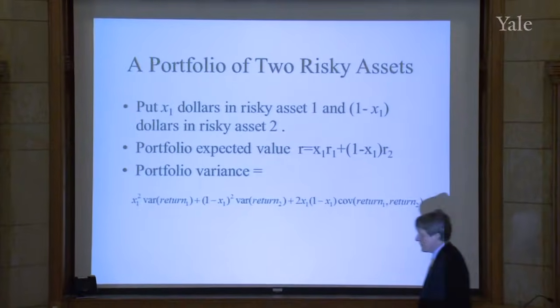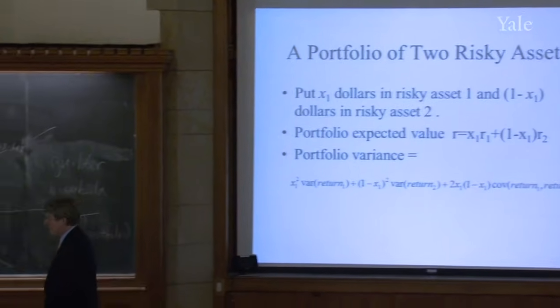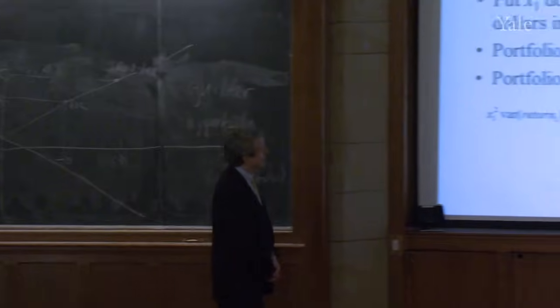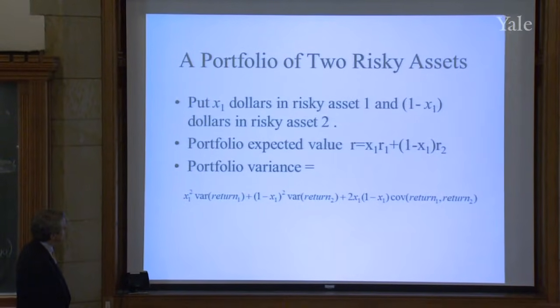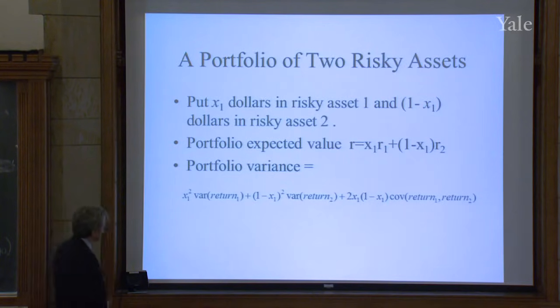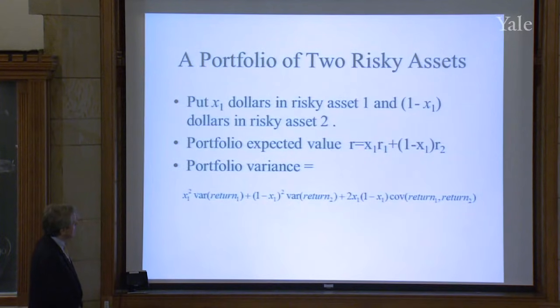Now we've moved past 1602, and now we have two stocks. For the moment, I'm going to forget about leverage. Let's just say you can put X1 in the first risky asset, that's stock number 1, and I can put 1 minus X1 in the second risky asset, that's stock number 2. Okay? So what do I get here?